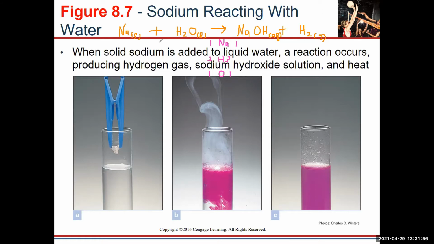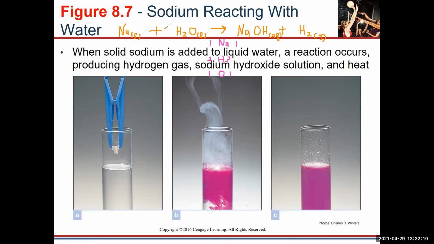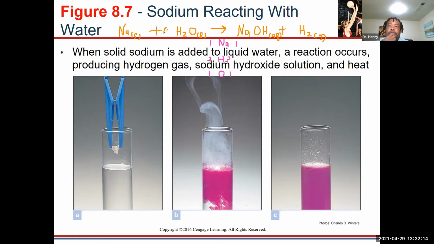In front of the H2O? You said a 3 in front of the H2O? 6. You said a 6 in front of the H2O. I said a 6. Okay. Why would you put a 6 there? We'll do it just to see what happens.